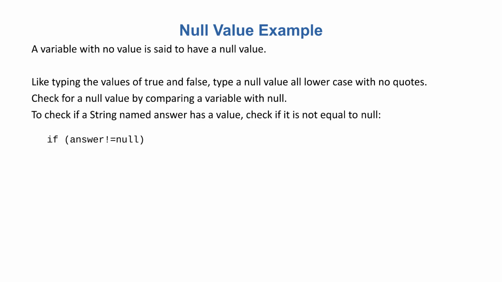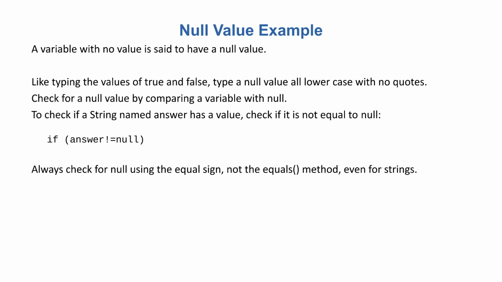Check for a null value by comparing a variable with null. For example, to check if a string named answer has a value, check if it is not equal to null, like this. Always check for null using the equal sign, not the equals method, even for strings. At the beginning of these lessons, you should have downloaded the DIY Java Games.zip file and extracted it into your Eclipse workspace folder. One of the extracted files should be a file named phrases.txt. You'll use phrases.txt for this program. Let's get that file and put it into the Hangman project. Then we can read all of its contents.